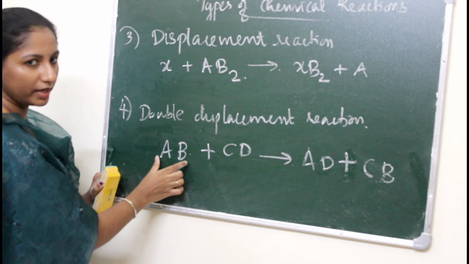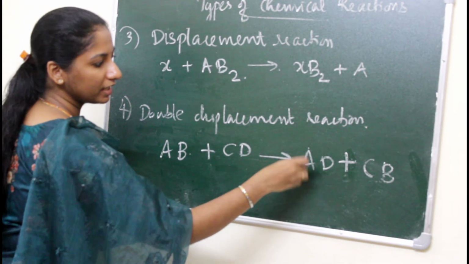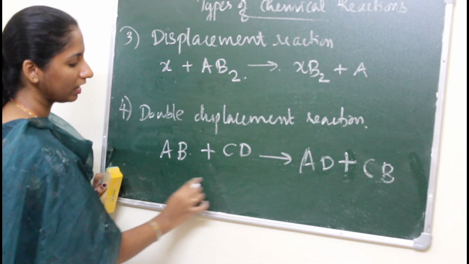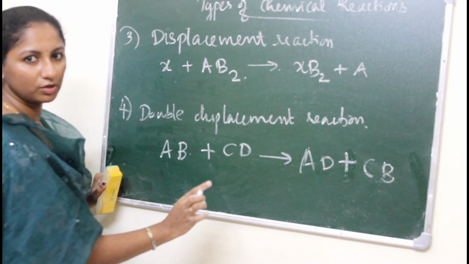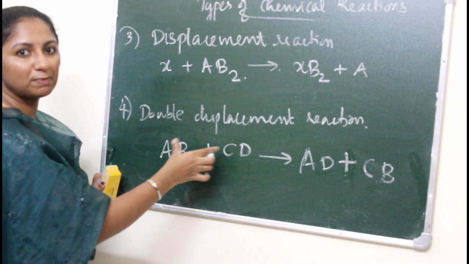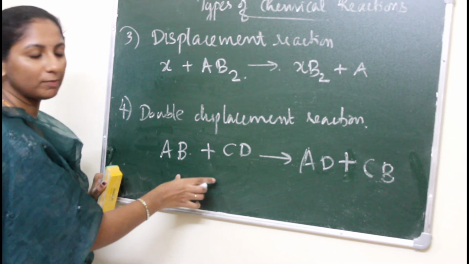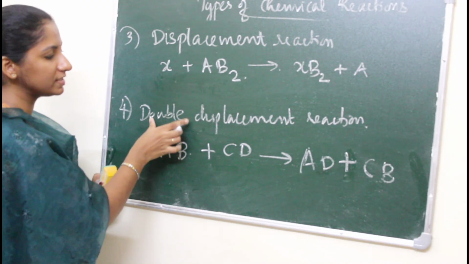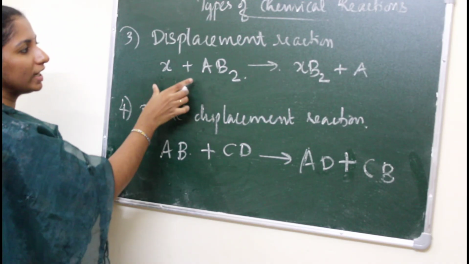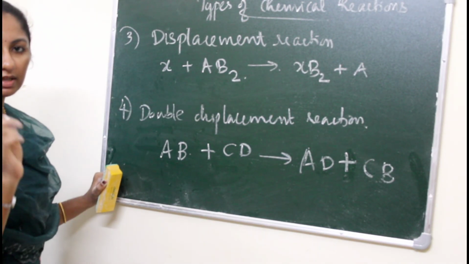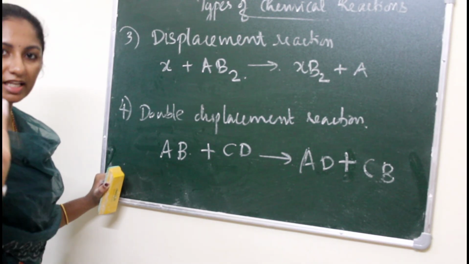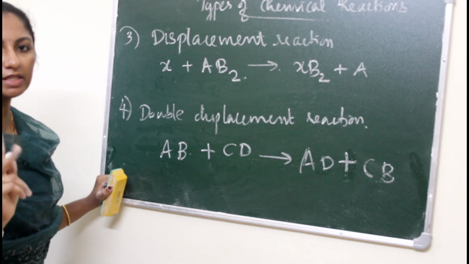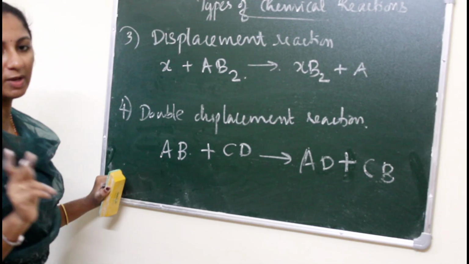What is the reactant here? AB and CD, right? Here we are getting AD and CB as the products. Okay, that means two ions are displaced from their position in each compound. So such a type of reaction we can call a double displacement reaction. If only a single ion is displaced within a reaction, we call that reaction a displacement reaction. If within a reaction two ions are displaced, we call it a double displacement reaction.